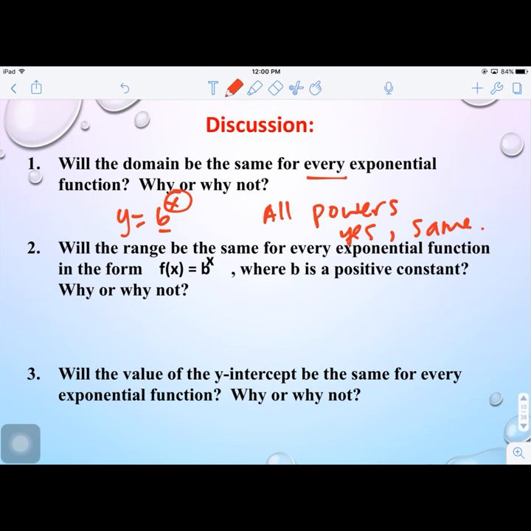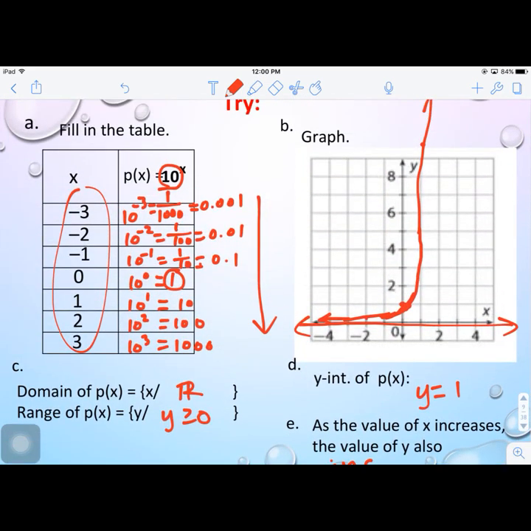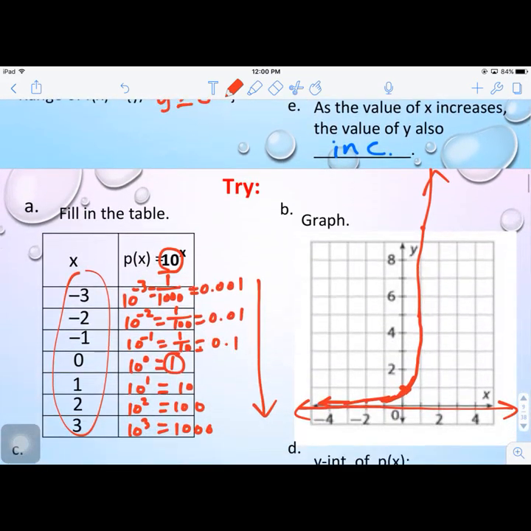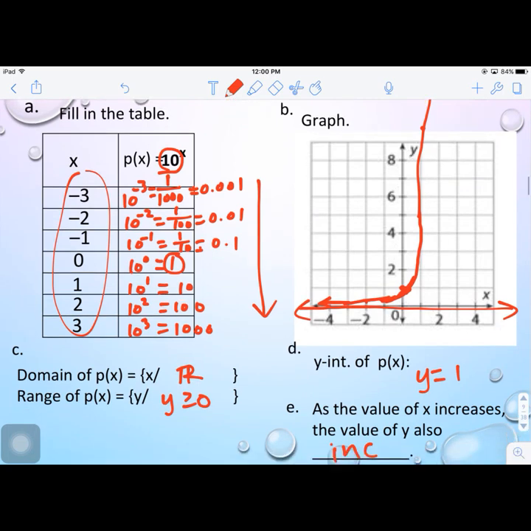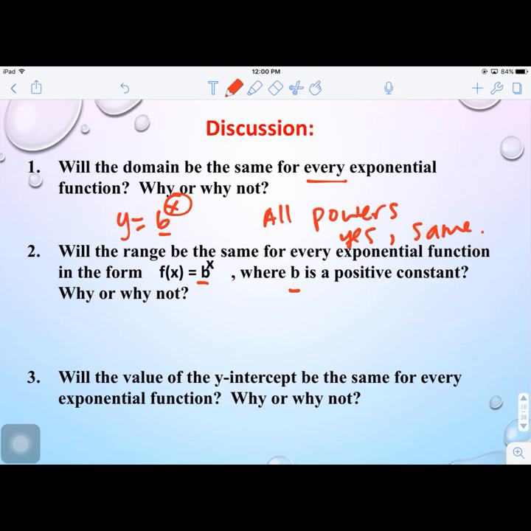Number 2, will the range be the same for every exponential function where b is a positive constant? So if the base is a positive number, they're asking will the range be the same? So notice that we have already looked at 2 graphs and the range is always above 0, which means it's positive. So if you raise a positive number to any power, you should be able to get a positive number. So you'll always be greater than 0. So the answer is yes, y will always be greater than 0.